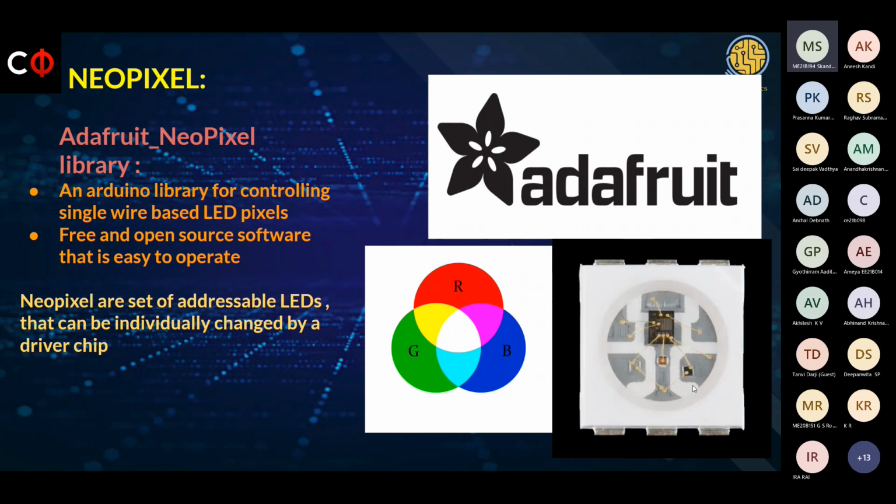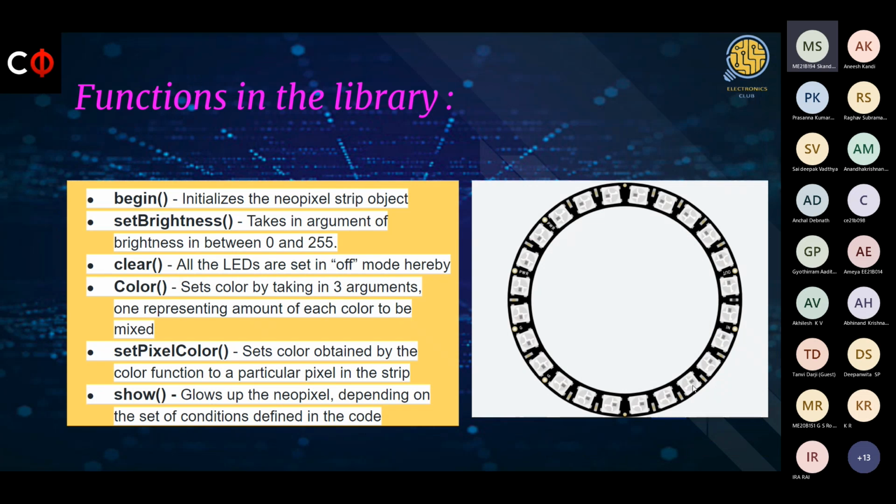So again, moving on, we have the functions in this library that would be discussed before going to the code. This is how the Neopixel ring or the Neopixel curl would look like, and this would be used in the upcoming project. Talking about the functions, the first function is the begin function that sets up the Neopixel object, thereby starting the functioning of the component.